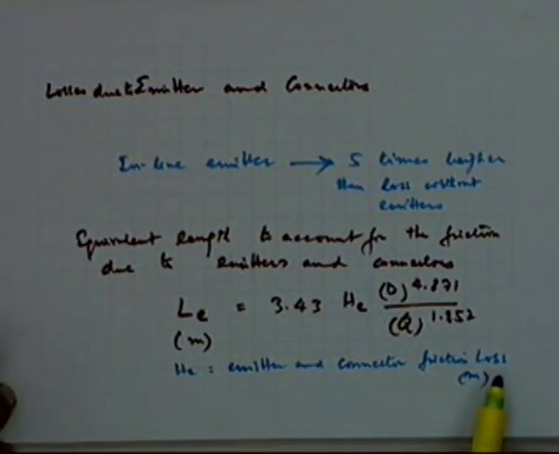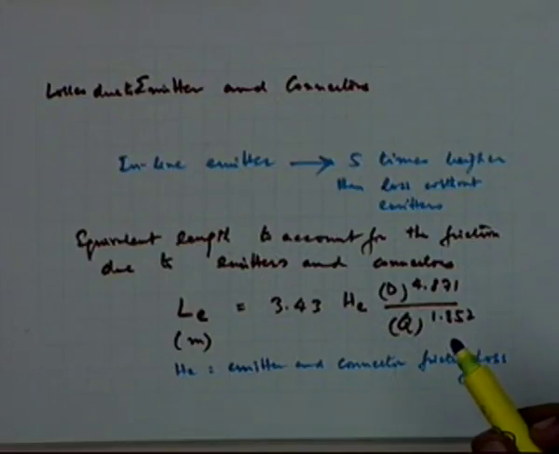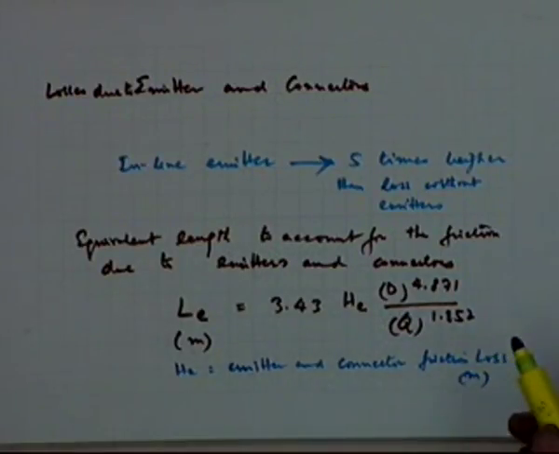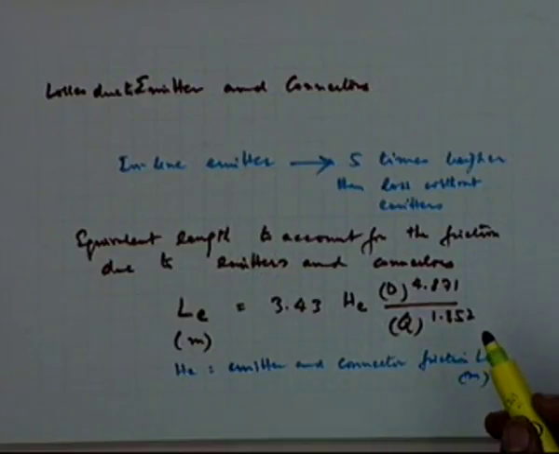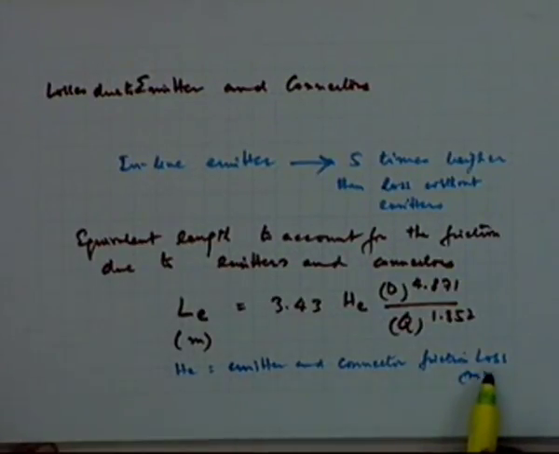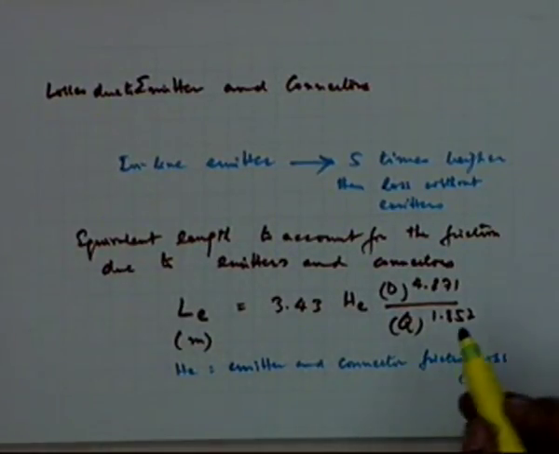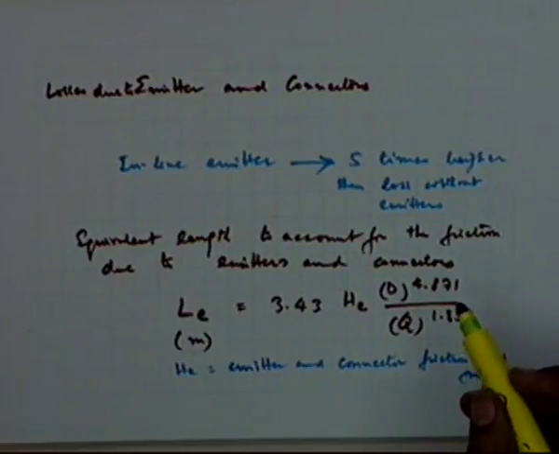Now this emitter and connector friction loss has to be measured separately in the field setup. You'll have to find out how much is the loss for a specific emitter or any other connector which you are using. There are many emitters where the connector loss and the emitter loss are not known. People are making that data available. Even the manufacturers have started looking into those things.